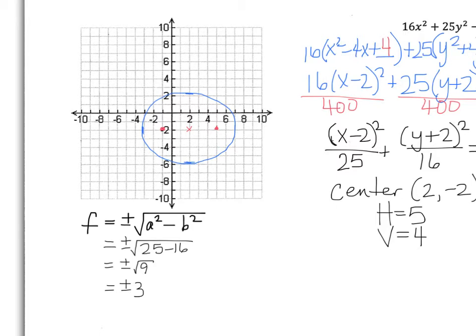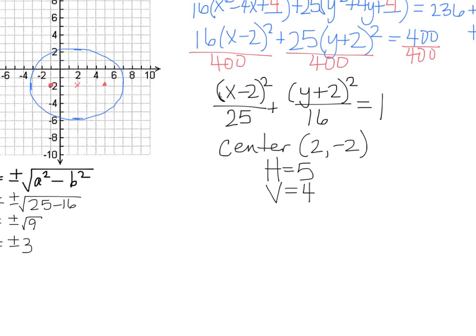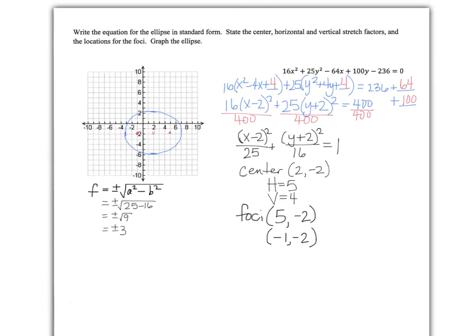And my very last step is to state where those foci will be to answer the questions. If I add and subtract 3 from the x, that gives you these 2 coordinate points. And my foci coordinates will be at 5, -2 when I add 3, and when I subtract 3 at -1, -2. And now my answer is complete. There's everything.